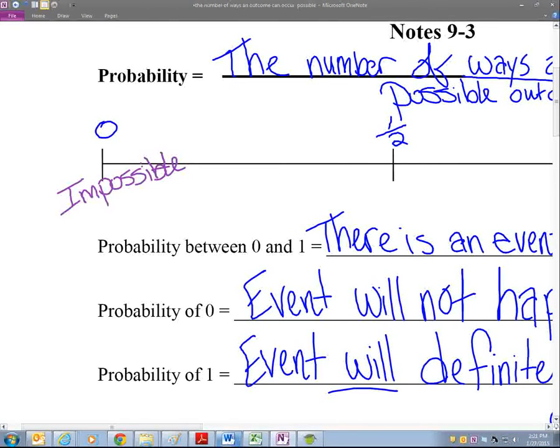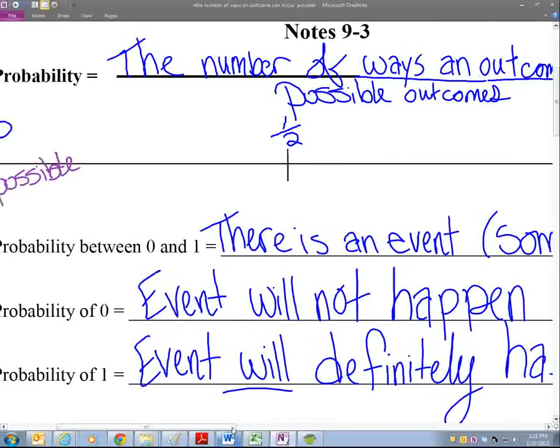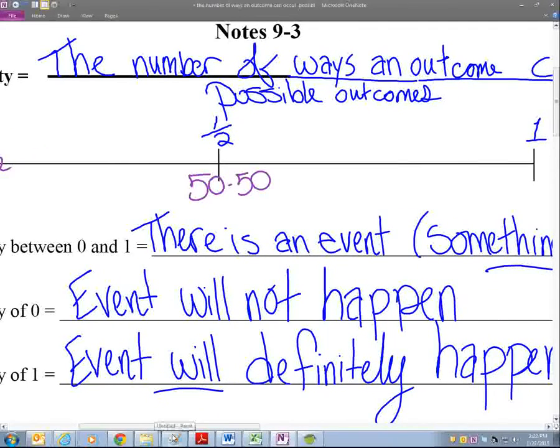Then if it's a half, so a 1 to 2 chance of happening, what would that be? 50-50. Yeah. We'll get into odds more in a couple days, but 50-50. It's a 50-50 chance. Like in the video, it's a 50-50 chance whether you're going to be a guy or a girl. Okay, you're not going to be a dragon.